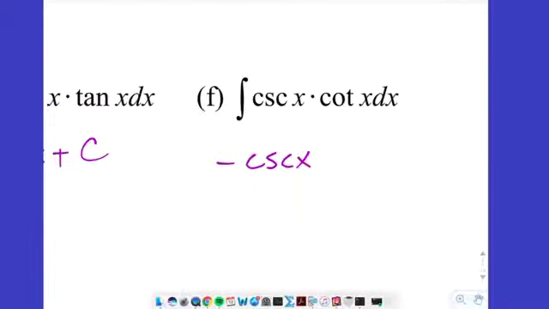Negative cosecant of x plus d. Could you put plus d? Again, stop it. Just stop it. Yeah, plus c. Capital C. Universally known, plus c. Calculus students everywhere lose points for not putting plus capital C.